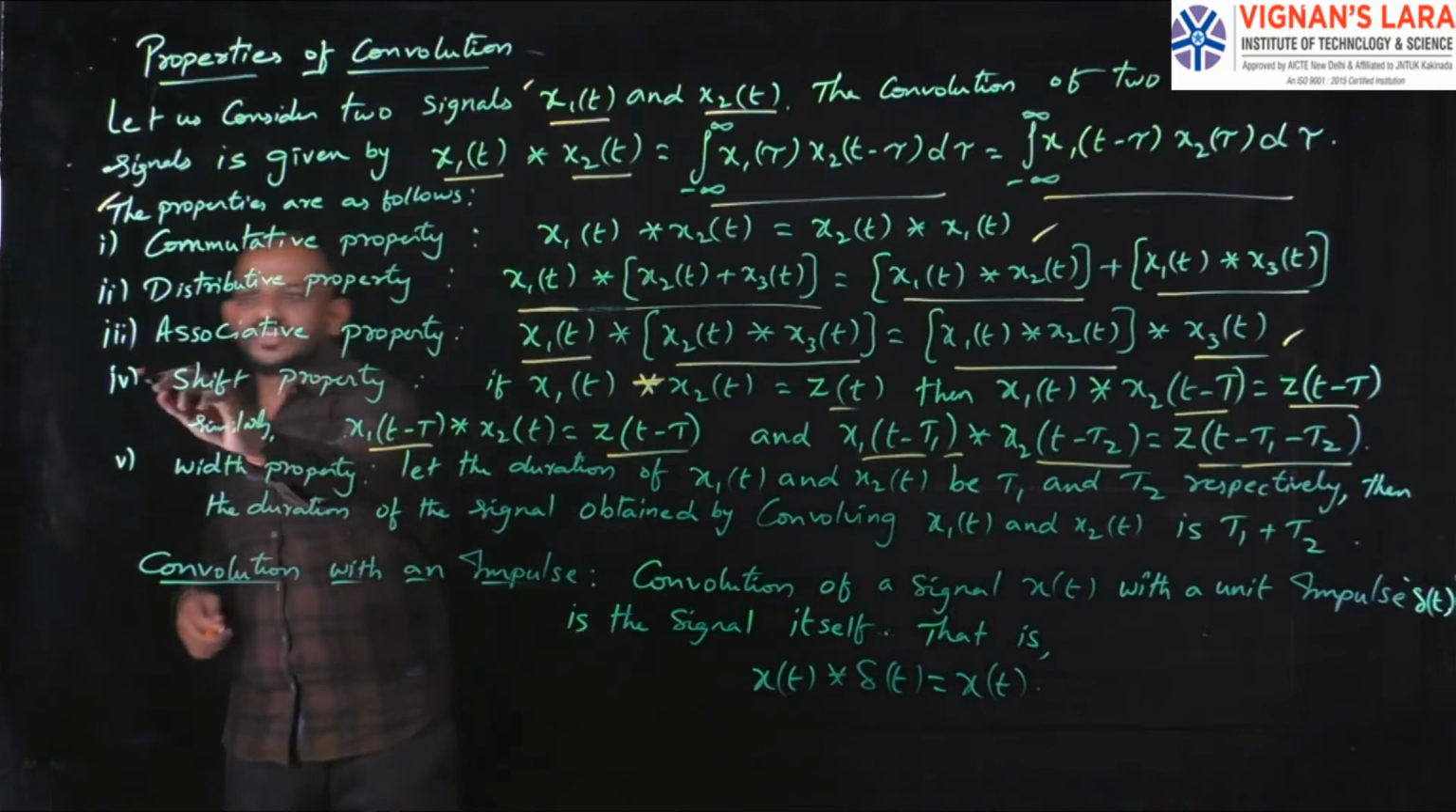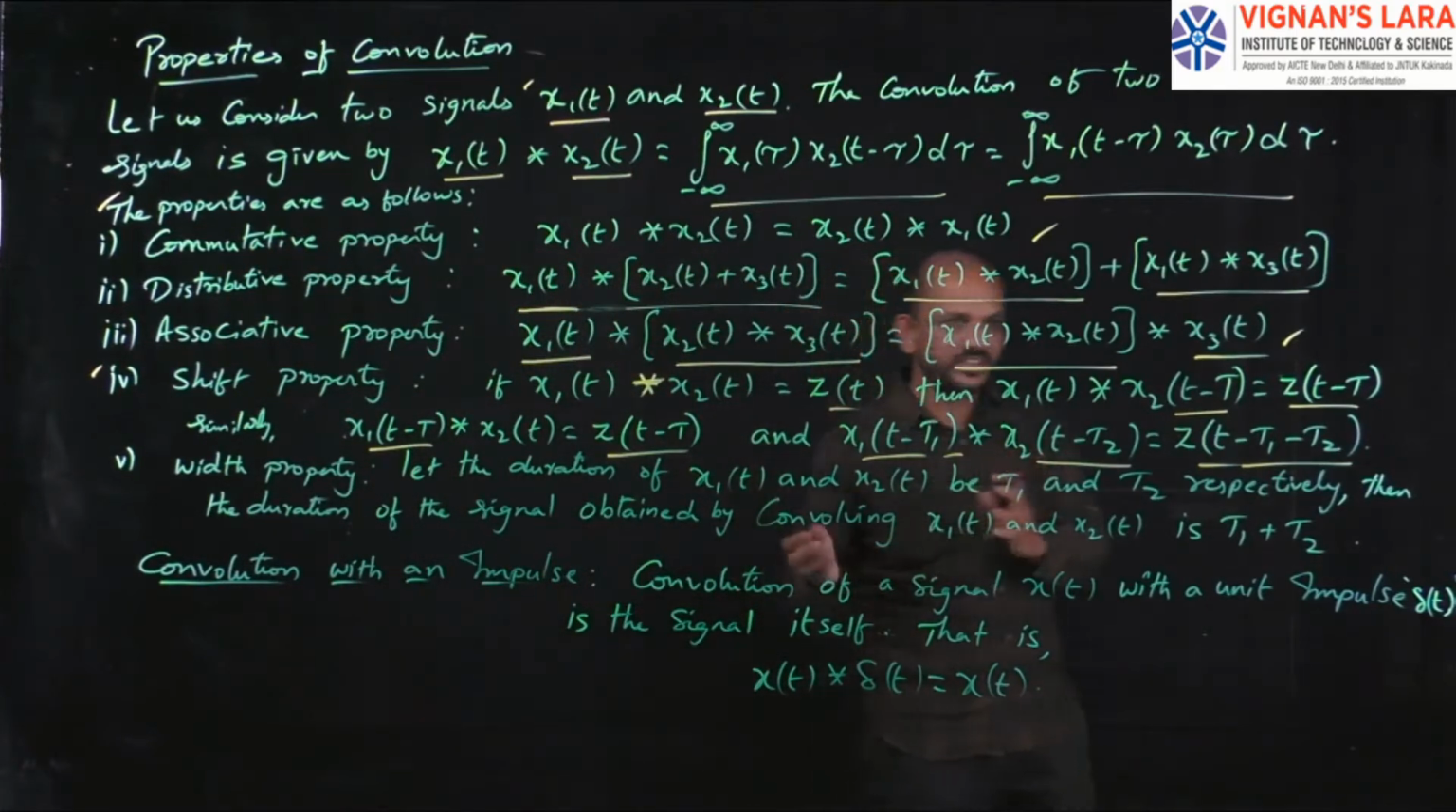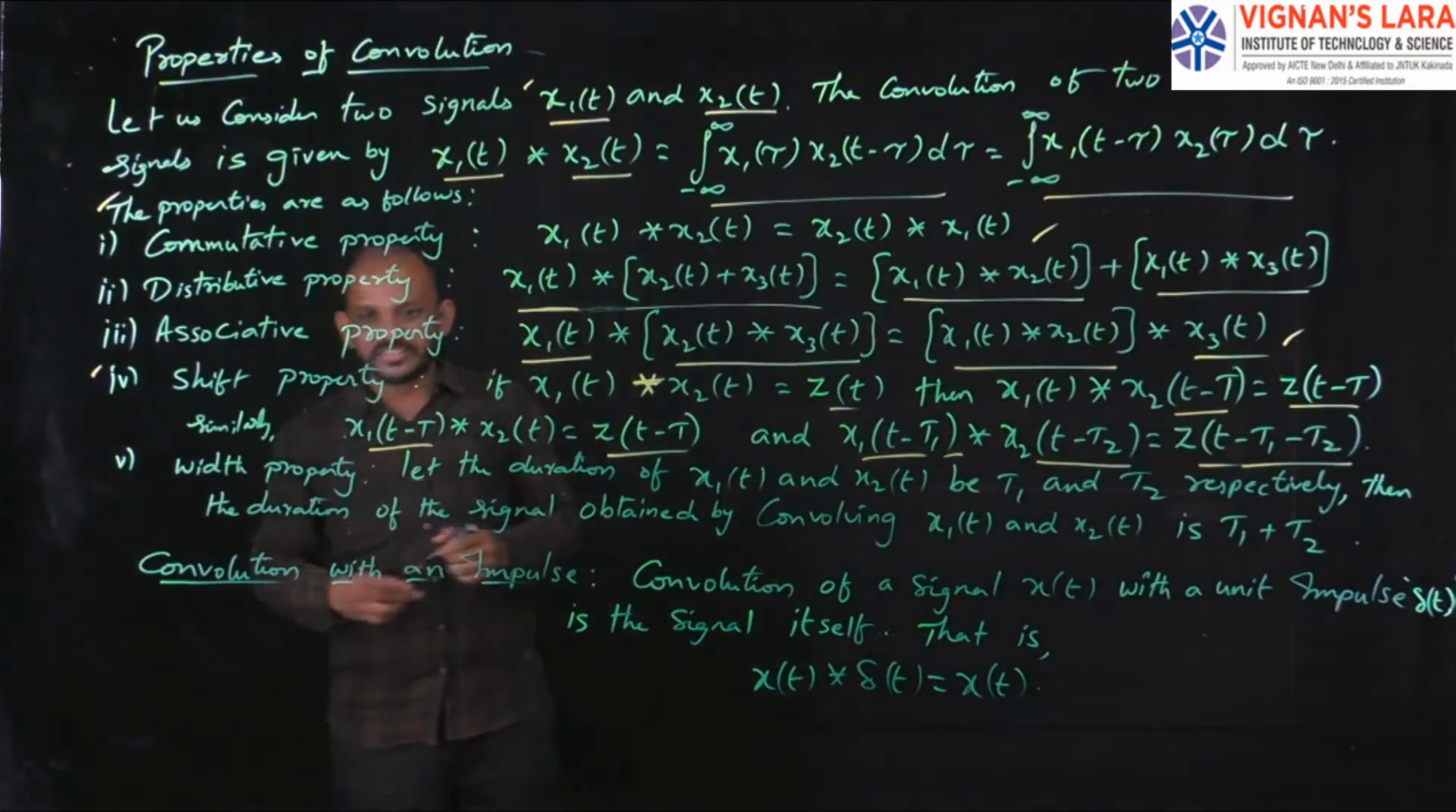Okay, so this is with respect to the shift property. Based on the shifting of the input signals, the output also shifts in the same way. So this is the shifting property. The next one is the width property.